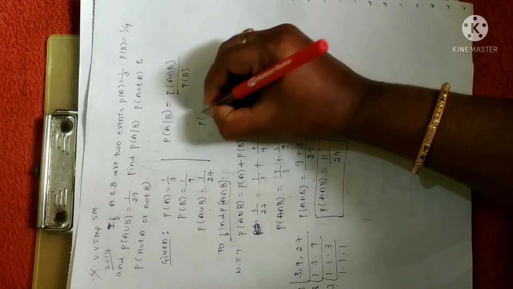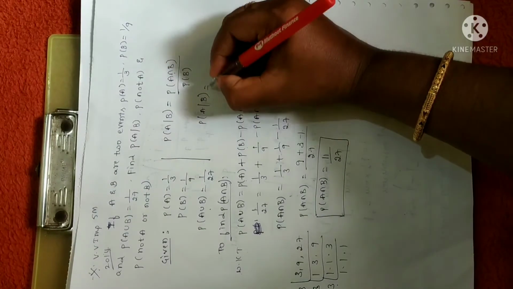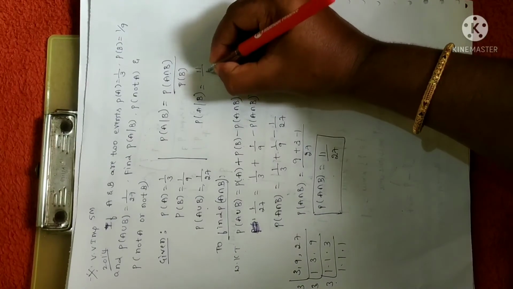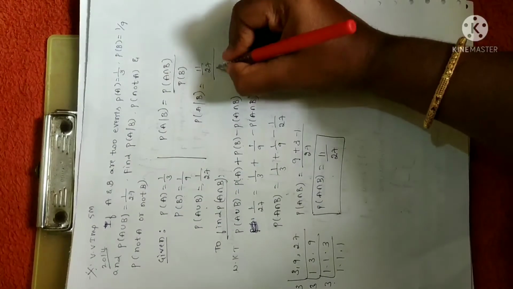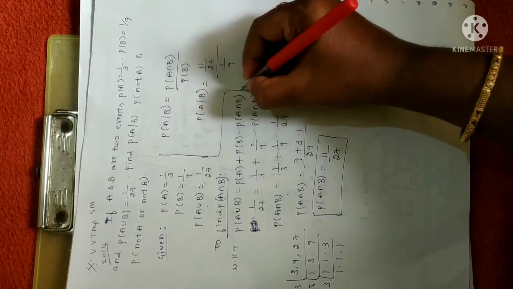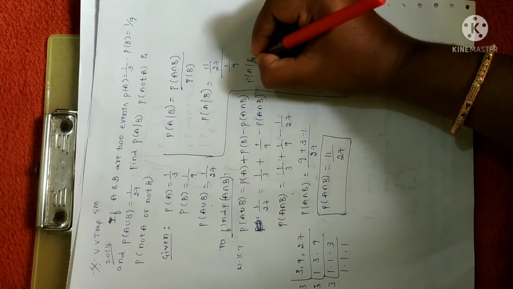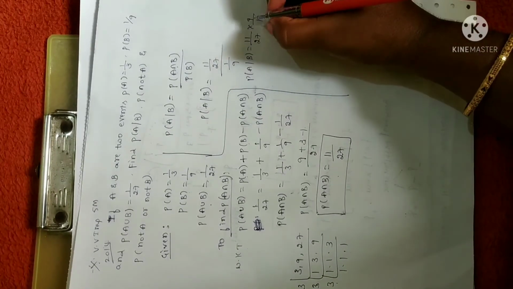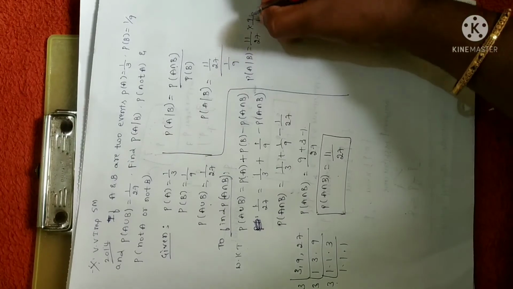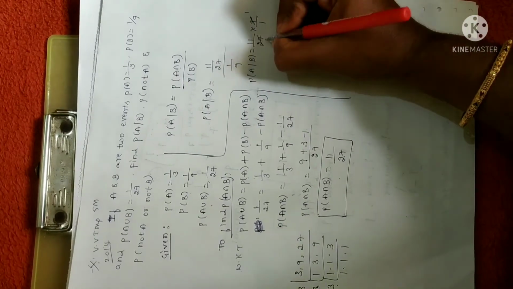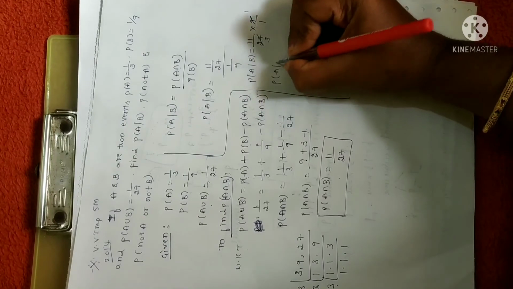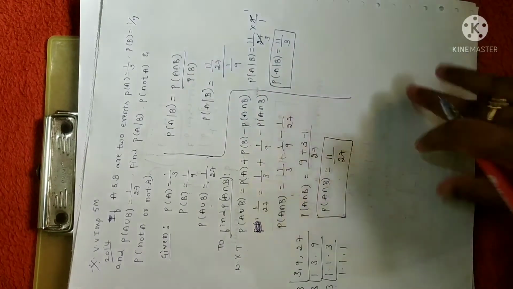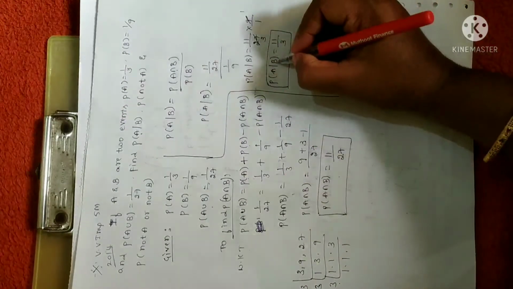Now we can calculate probability of A with reference to B, that is, B has already occurred. So A intersection B, which we have already calculated, is 11 by 27, divided by probability of B, which is 1 by 9. So let me simplify. Probability of A by B is equal to 11 by 27 into 9 by 1. When you simplify, you will get 9 1s are 9, 3 9s are 27. So probability of A with reference to B is 11 by 3. Fine. So this is for the first question, that is probability of A by B.